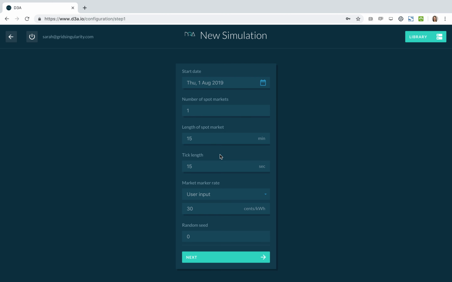And they usually trade one market in advance, which is this number. But if you wanted to create, say, 4 market slots in advance, which would be 1 hour in advance, you could have devices trading for the next 15 minutes, also for the next 30 minutes, that 15-minute slot, 45 to 1 hour. And then we have some information about the market maker rate.